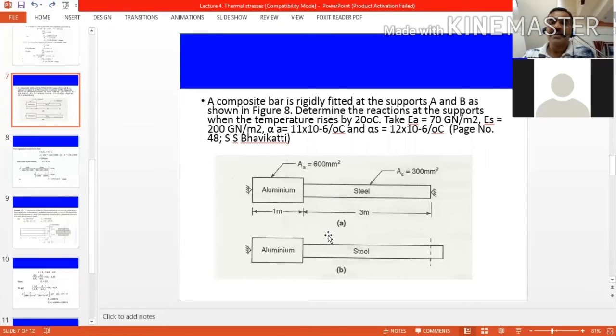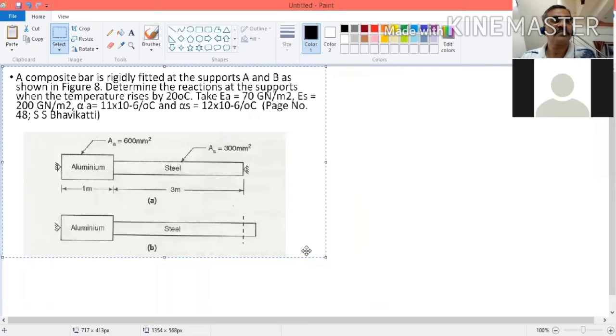Right? Now we are going to write the equation for this problem. A composite bar is rigidly fitted between supports A and B, shown in figure. Determine the reaction at the supports. We want to find how much load is developed when the temperature rises 20 degree. First, let me write an equation.